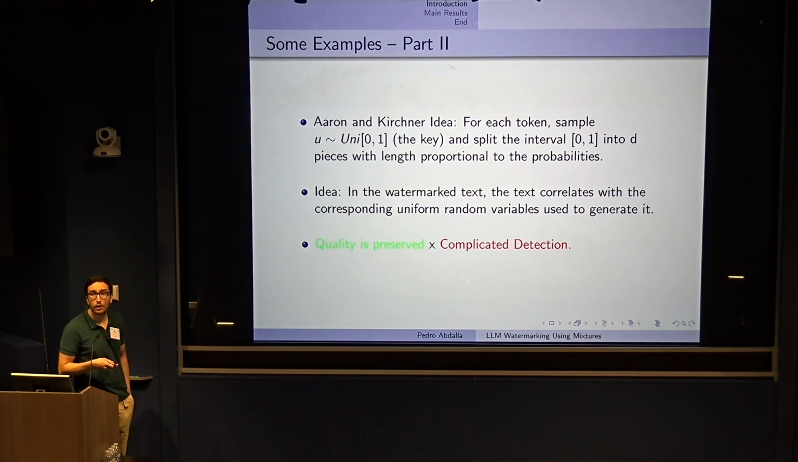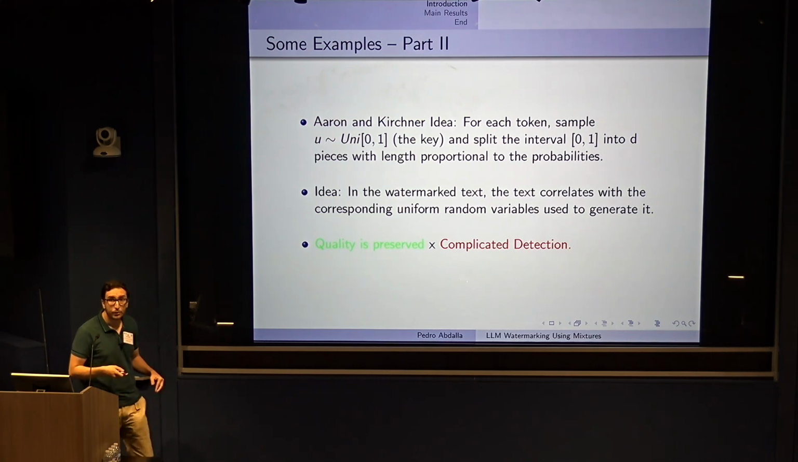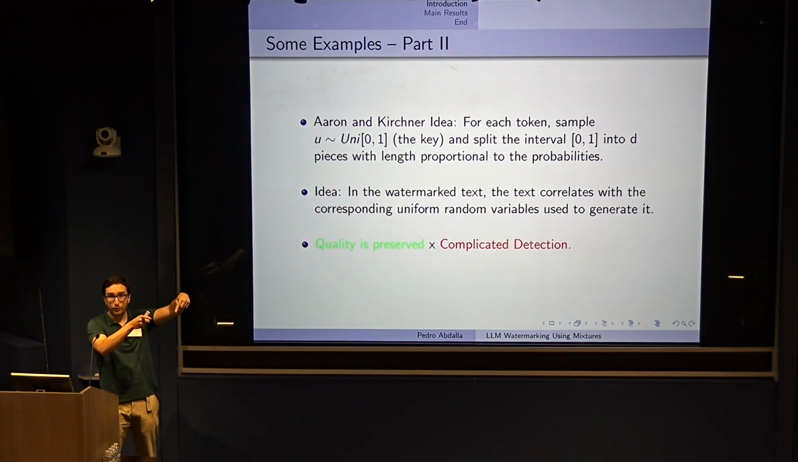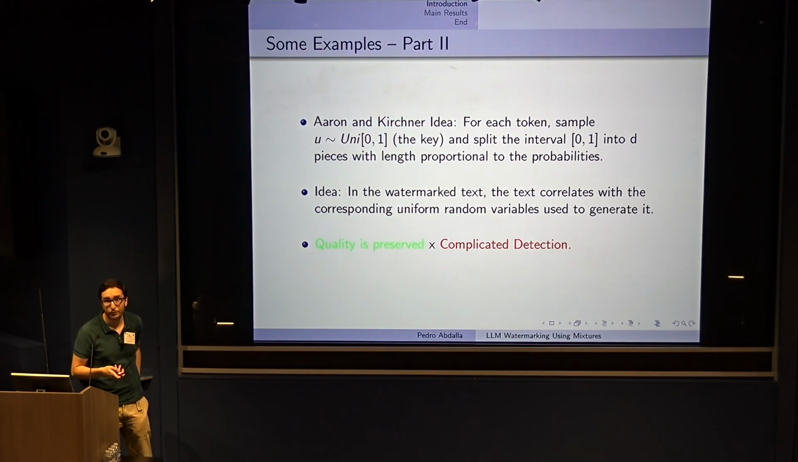Yes? Yeah, suppose that you have 3 tokens, and you split your interval 0, 1 into 3 pieces, and each piece has length equal to P1, P2, P3. If the random variable falls within the first part, then you sample the first token, and so on. The probability of the random variable falling in the first piece is exactly its length, because you make it uniform between 0 and 1. Okay.